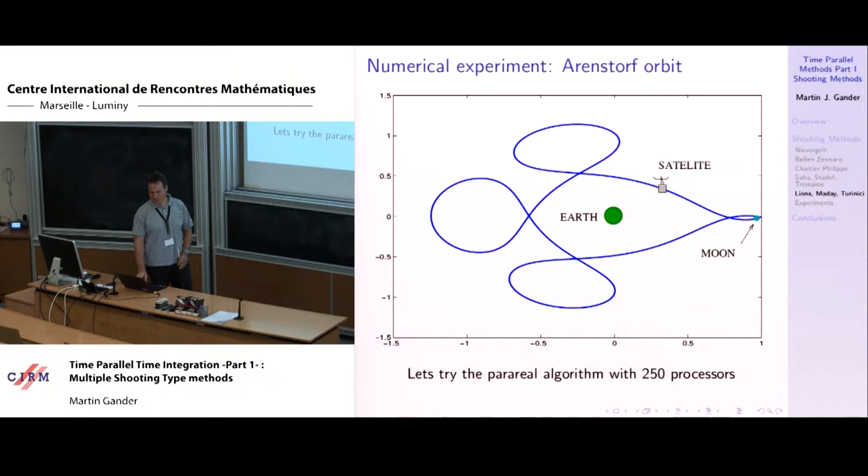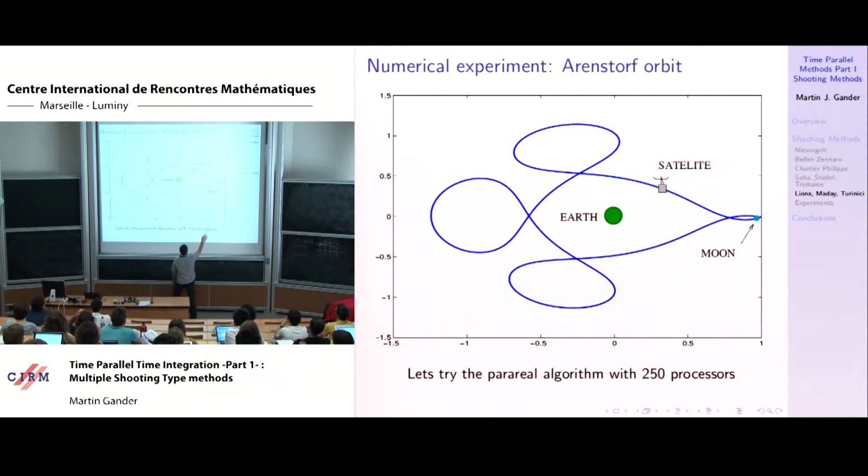Here is a second example. That's the Arenstorff orbit. It's also a very fun example. If you were on the moon, and if you shot a satellite exactly at the right angle and with the right speed to try to get back to Earth, if you get it wrong, the satellite is going to miss the Earth. It's going to do a really strange loop, another loop, another loop, and it's going to come back to the moon. That's called an Arenstorff orbit.